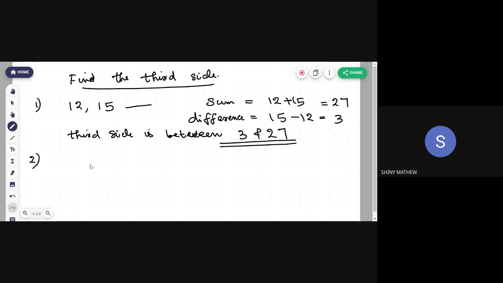Now take another two numbers. Here 8 and 10. So can you say between which two numbers? Miss, between 2 and 18. Between 2 and 18, because 2 is the difference and 18 is the sum.